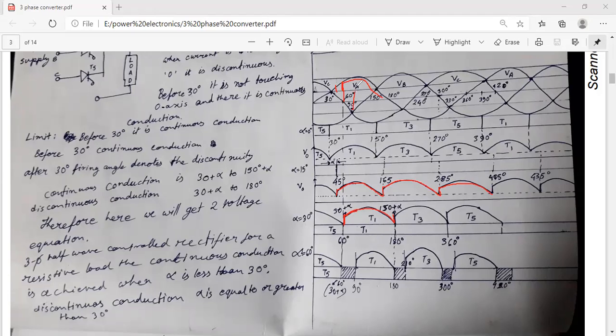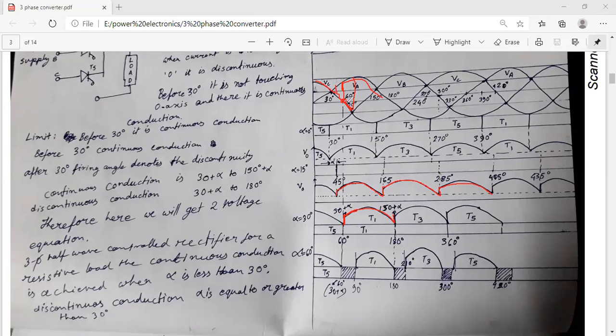So, 90 degree means, you can see that this VC, C phase voltage is coming to 0 point at 60 degree. So this is the negative portion of the signal.